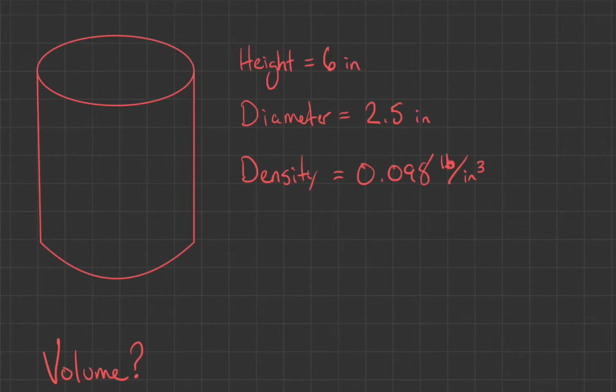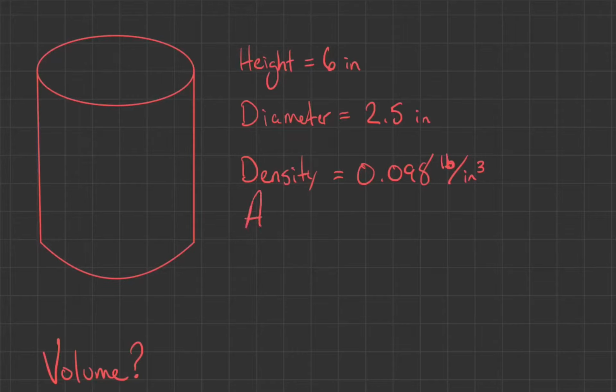Alright guys, I just wanted to go over a quick example of how we could apply all of our material properties into just solving some everyday real world problems. Okay, so in this example, we have a cylinder with a height of 6 inches. It has a diameter of 2.5 inches and it's made out of aluminum.